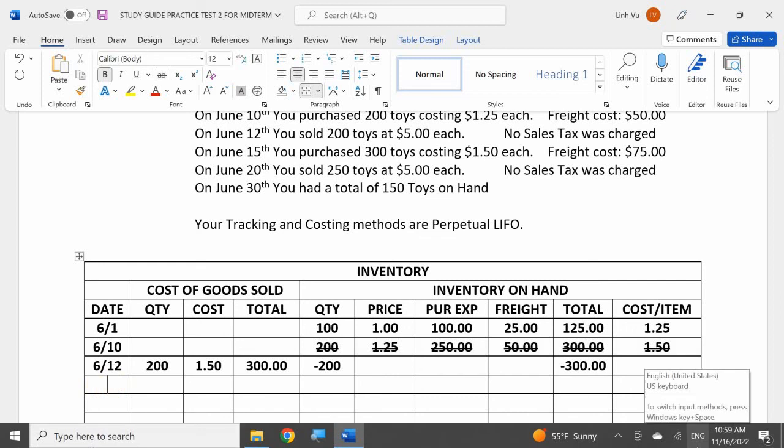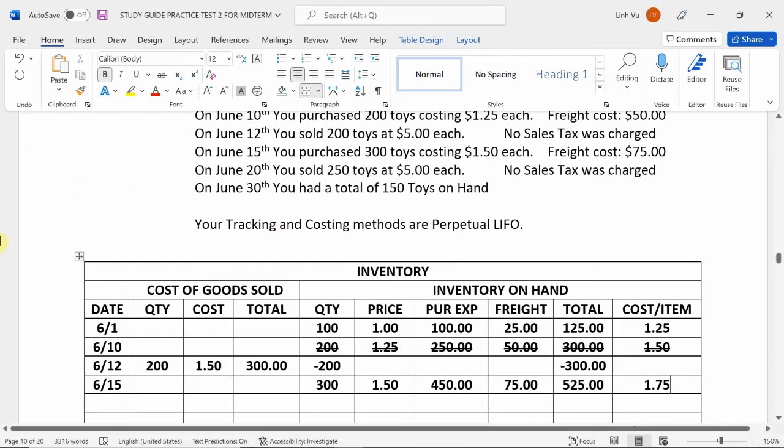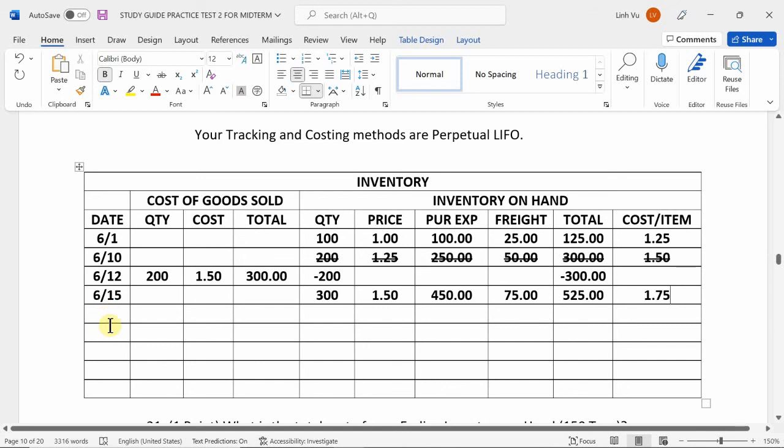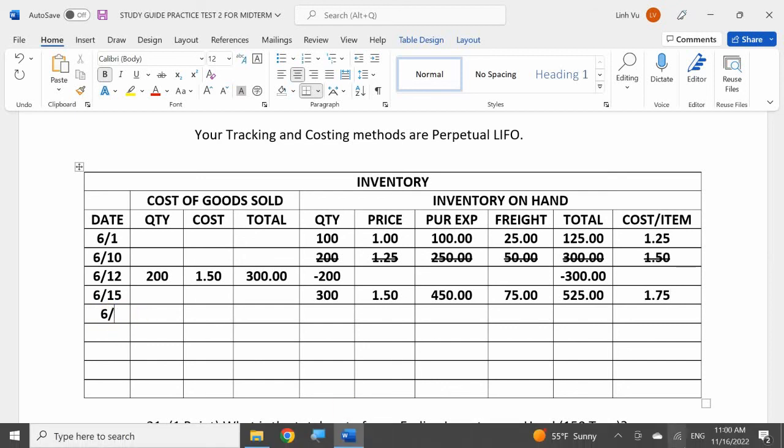So in this case, June 15, we purchased 300 units at $1.50, giving you a total of $450 plus $75 freight, which gives you $525, which gives you $1.75 each. Okay? And then we end up selling 250 of those units on June 20th.